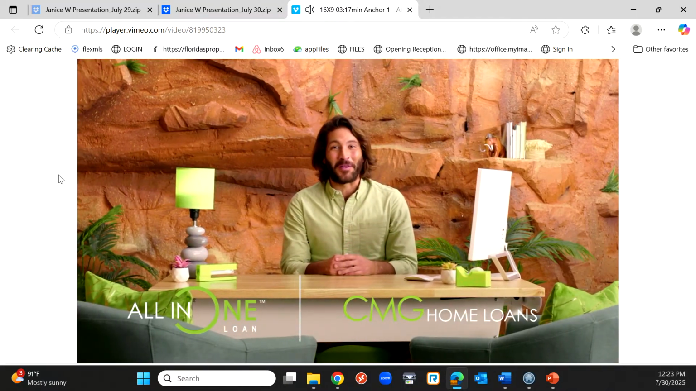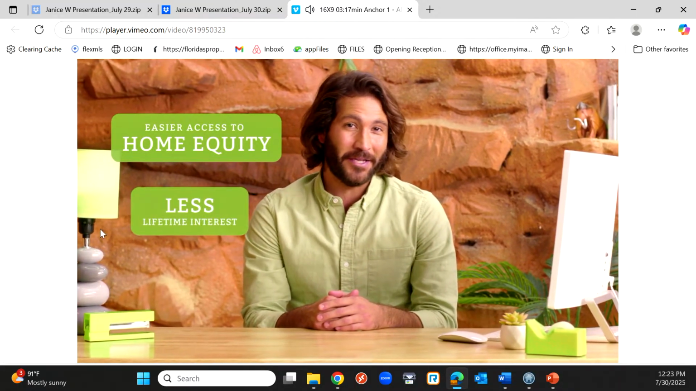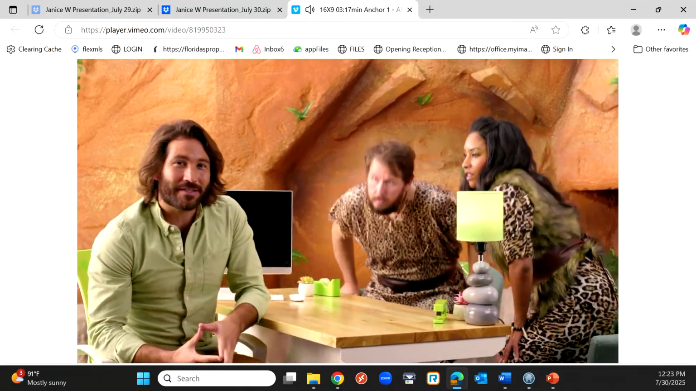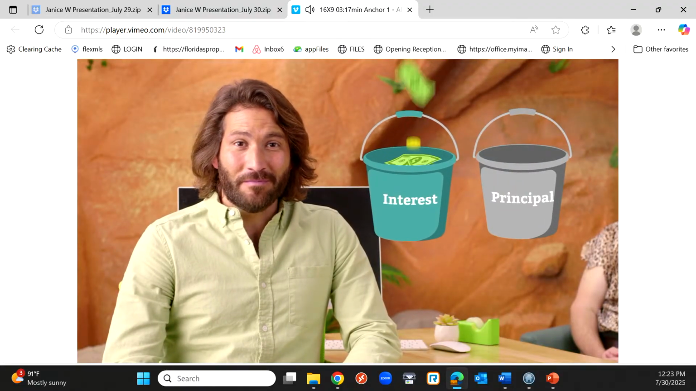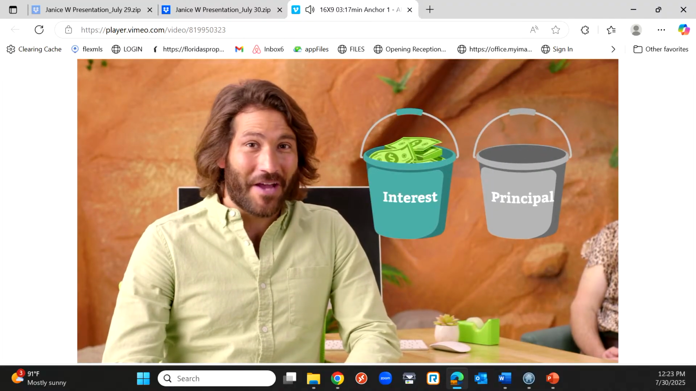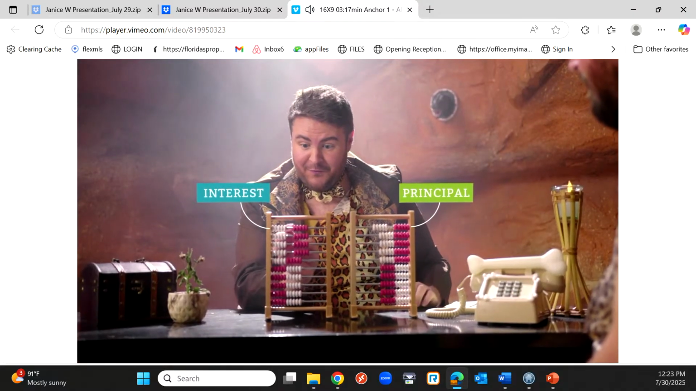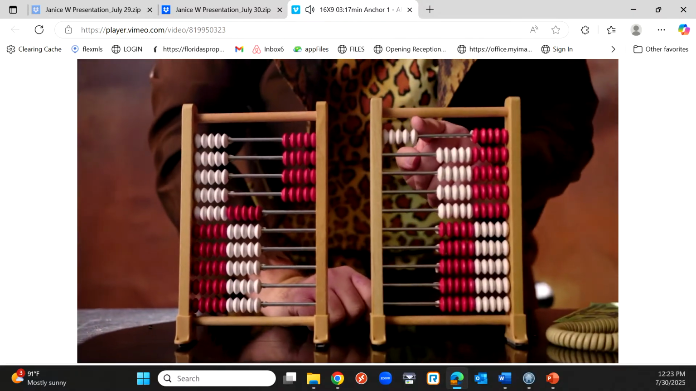Meet the all-in-one loan by CMG Home Loans, an evolution in mortgages that's giving borrowers more control of their home equity, interest payments, and payoff time. A traditional mortgage is really just a simple repayment plan and is a good option for some, but for the majority of people, most payments go towards interest and not your principal. That's 4 for the bank. I mean interest, and 1 for you.